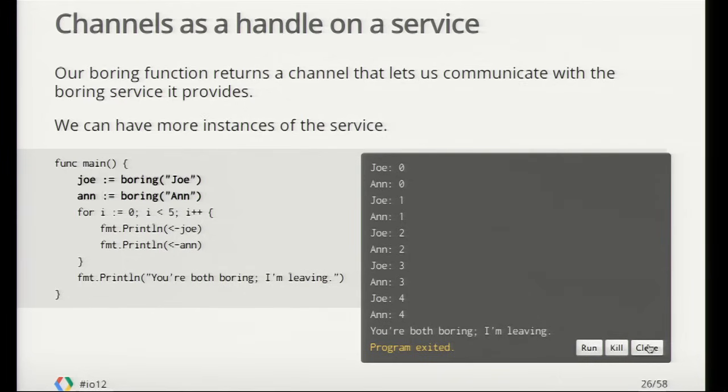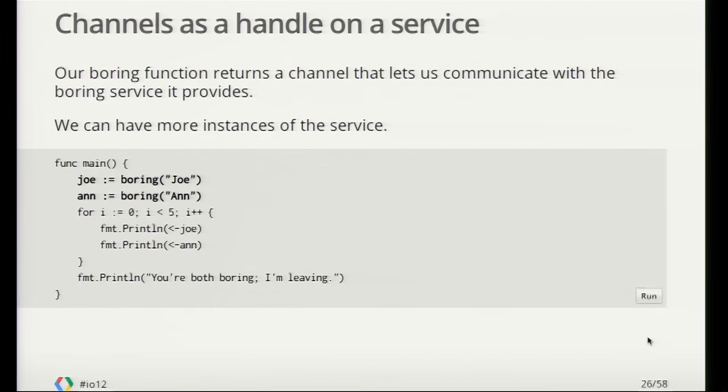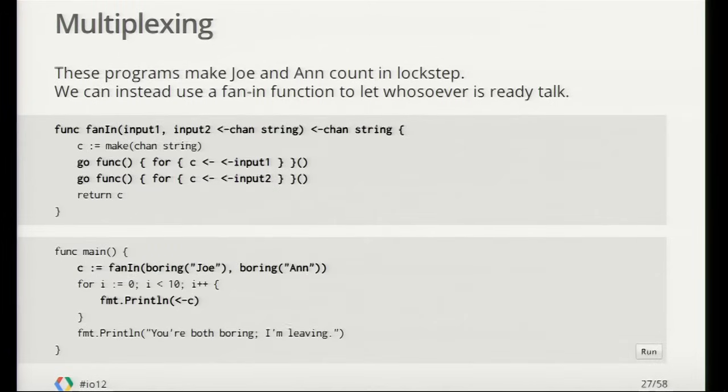Well, that's a little annoying, because maybe Ann is more talkative than Joe and doesn't want to wait around. So we can get around that by writing a fan-in function or a multiplexer. And to do that, here's this fan-in function. We actually stitch the two guys together with the fan-in function and construct a single channel from which we can receive from both of them.